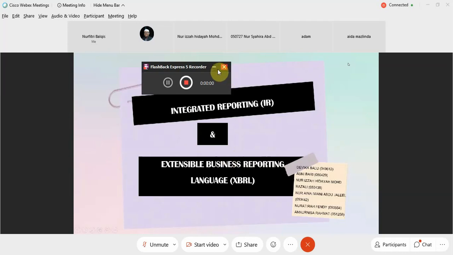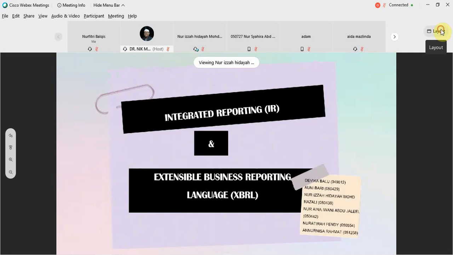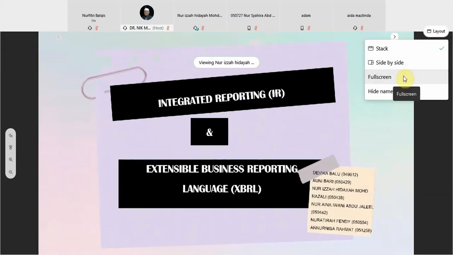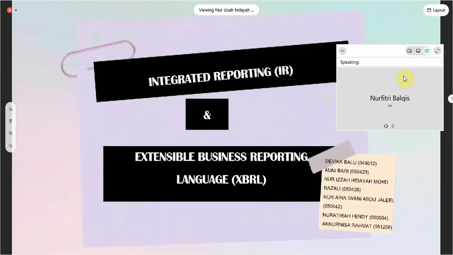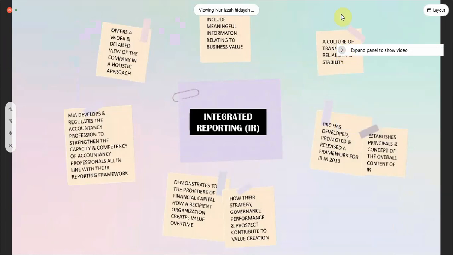Topic of integrated reporting, IR, and extensible business reporting language, XBRL. So I will start with the introduction of IR and XBRL. We will start with the first one, integrated reporting, IR.